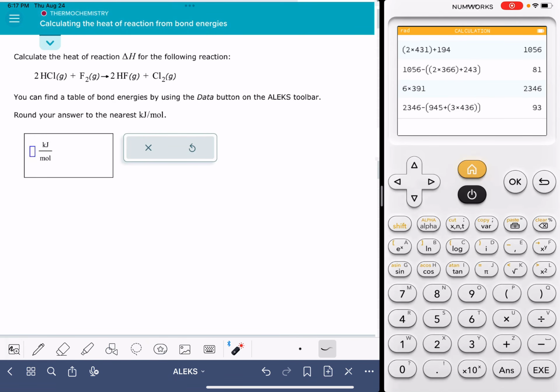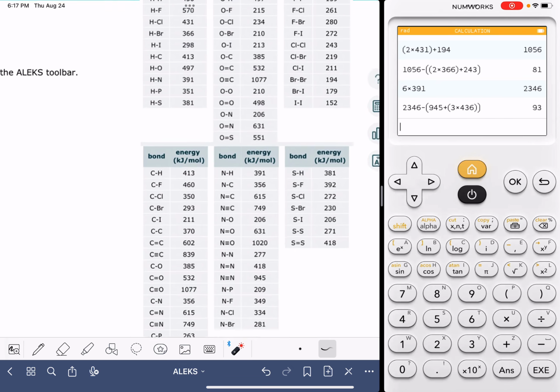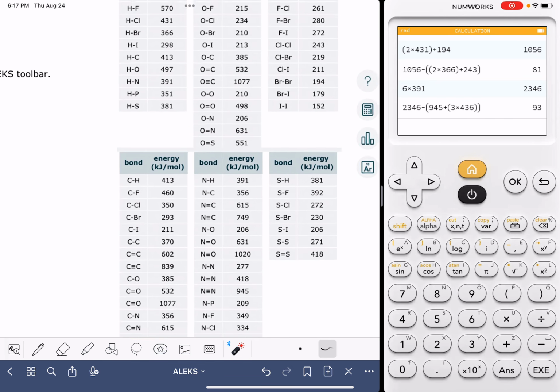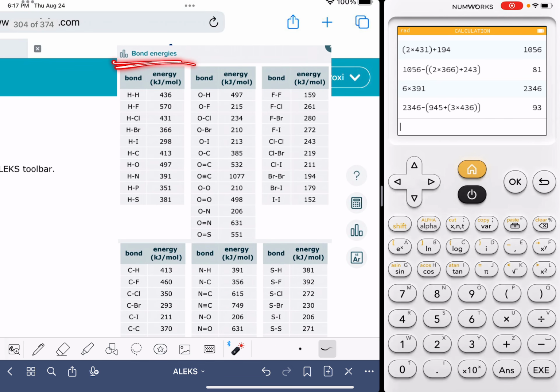In this video, I'll show you how to solve the ALEKS problem called calculating the heat of reaction from bond energies. To help you solve this problem, you are going to need to go to ALEKS's data tab right here and open up the table of bond energies. We're going to need to be taking values from this table to help us solve this problem.